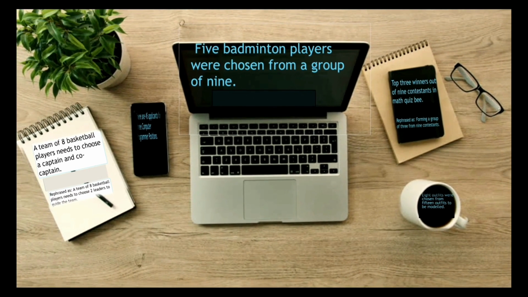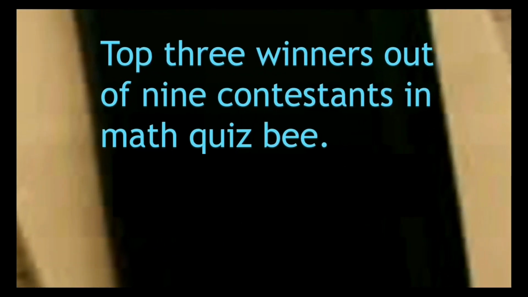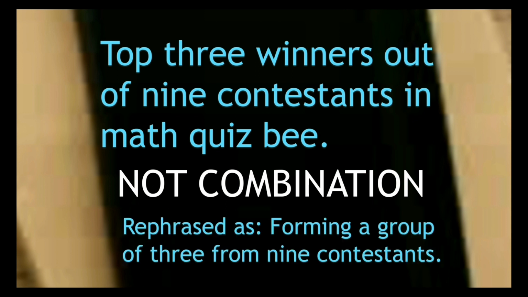Next example. Top 3 winners out of 9 contestants in Math Quiz B. So, is this a combination or not a combination? Task or situation. Okay. So, this is not combination. Bakit kaya hindi siya combination? Kasi, meron na naman siyang position. Top 3 winners. So, ibig sabihin kung top 3 yan, meron dyan first, second, at saka third. So, order will be very important. Importante kung sino yung mauna. Siya yung first. Diba?